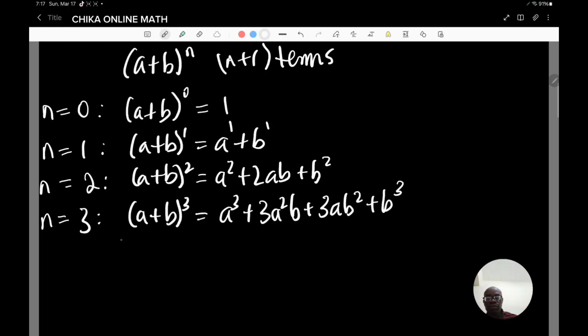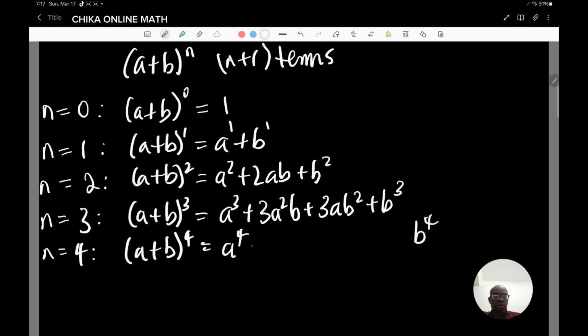Okay, so for n equal to 4, we expect that we will have a plus b raised to power 4 equal to, it will start with a raised to power 4 and end with what? B raised to power 4, with other terms in between. Okay, so how do we get these terms in between? There are many ways, with other terms in between.